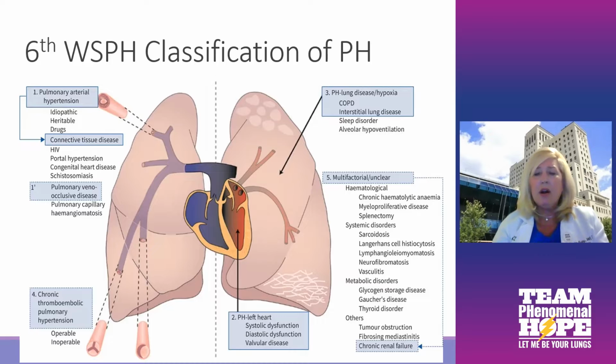Also in this category are connective tissue disease patients, such as rheumatoid patients, lupus, and a sclerotic skin disease called scleroderma. HIV patients, a small percentage of HIV patients may develop precapillary pulmonary arterial hypertension. Again, they all belong to this group 1 subset. Congenital heart disease patients also belong here. Group 2 at the bottom of your screen shows PH due to left heart disease.